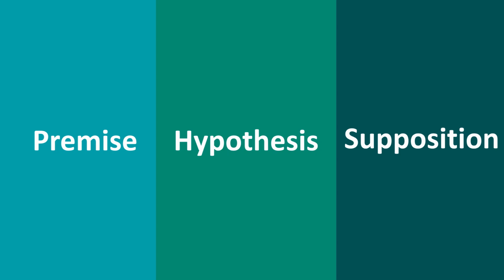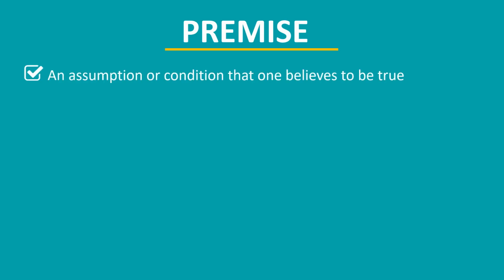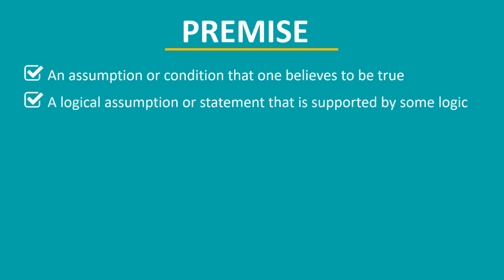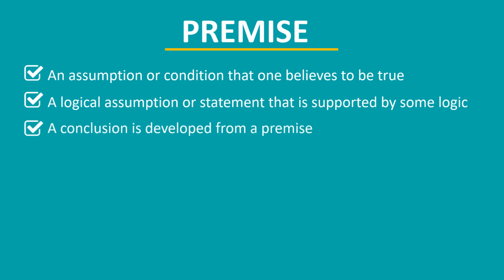Difference between premise, hypothesis, and supposition. What is a premise? A premise is an assumption or condition that one believes to be true. Typically, it is a logical assumption or statement that is supported by some logic. A conclusion is therefore typically developed from a premise. It's all part of logical reasoning.